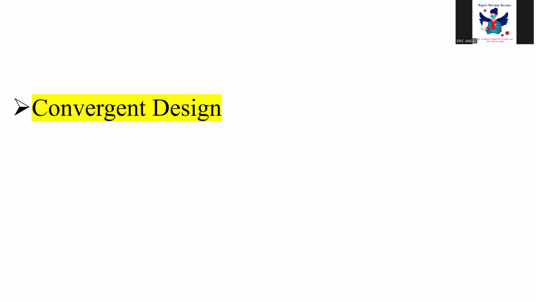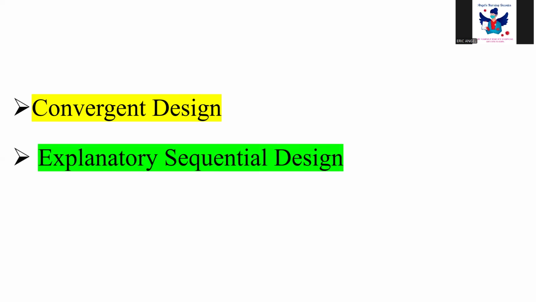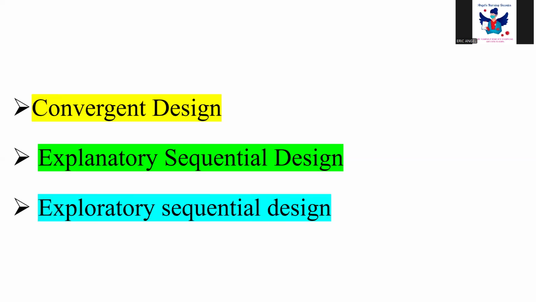Second, explanatory sequential design. This design involves a quantitative phase of data collection and analysis, followed by qualitative data collection and analysis to explain quantitative data more clearly or understand about participants that are to be purposefully selected for the qualitative phase of the study.